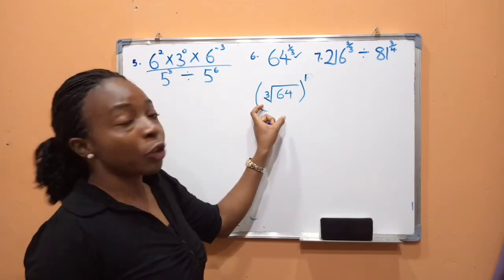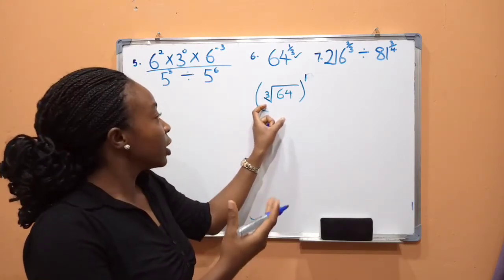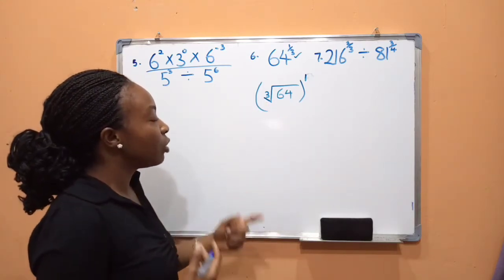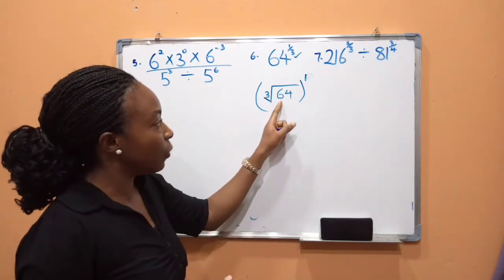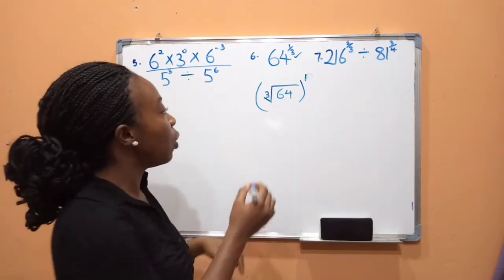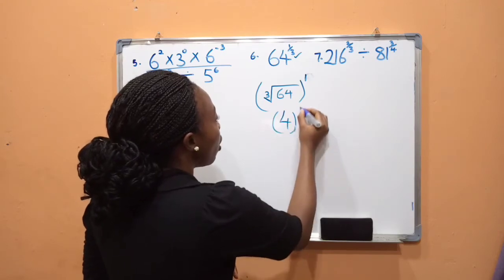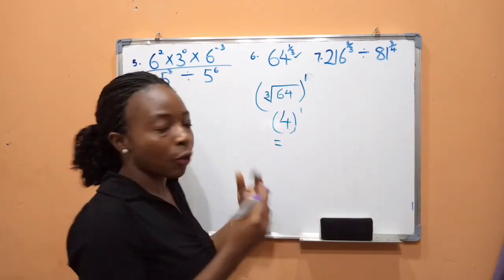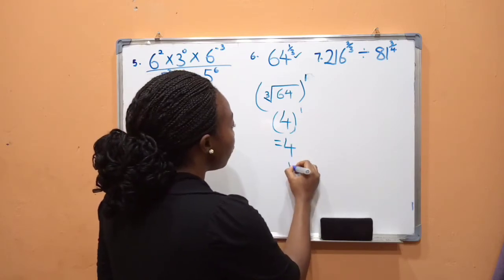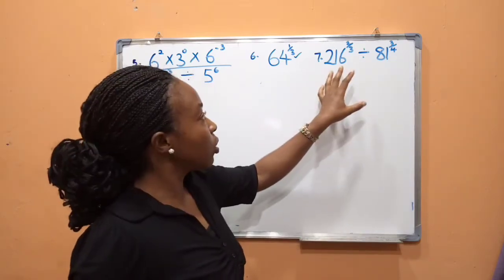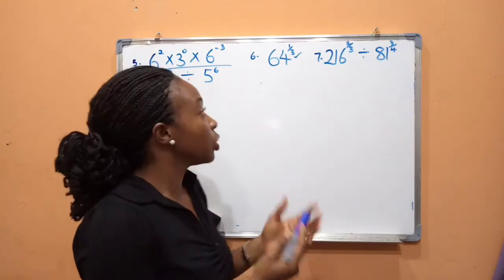So when you talk of cube root, you're asking, what number do you multiply 3 times to get 64? The cube root of 64 is simply 4. 4 raised to the power of 1 is still 4. So our answer is 4. How about this third example? How do we go about solving it?